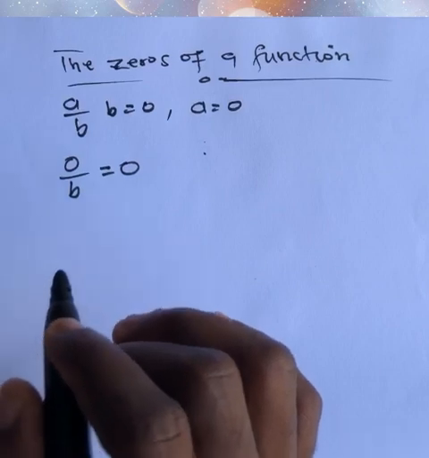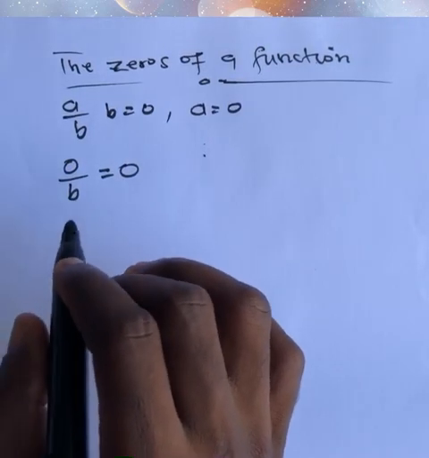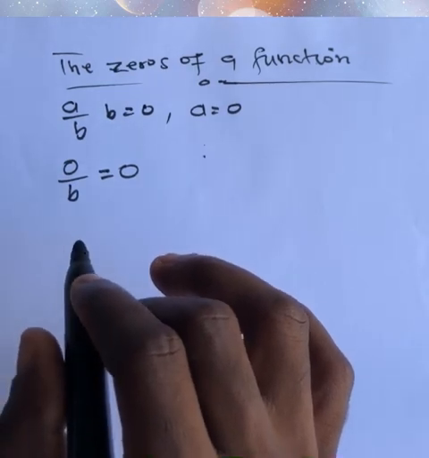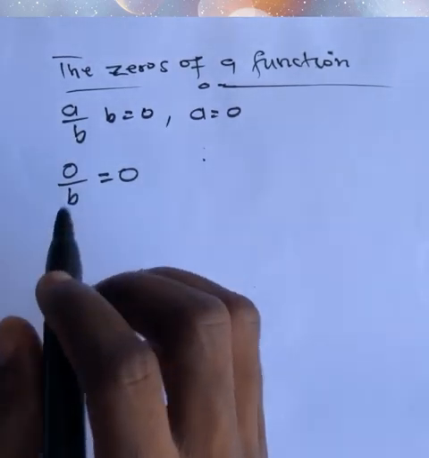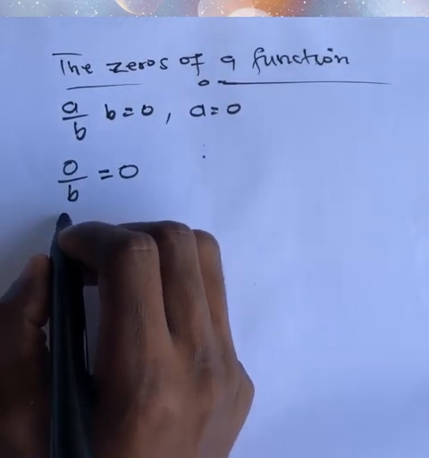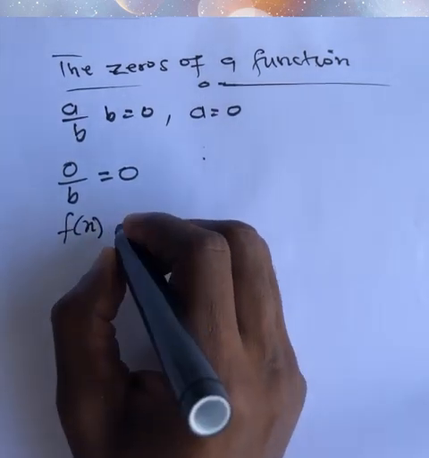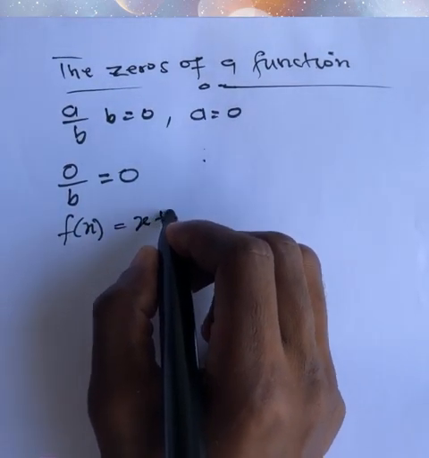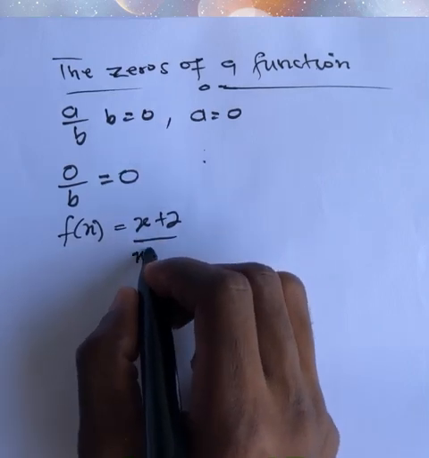Is that okay? So from this, we can say that a zero of a function is where the numerator is what? 0. Or you can equate the numerator of whatever is given to you to 0. So let's look at this example. If I have f of x equals x plus 2 over x plus 1, x minus 1.